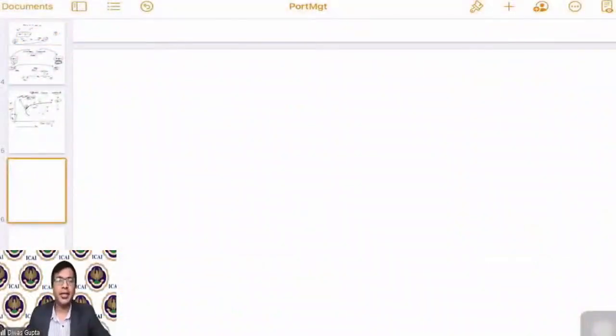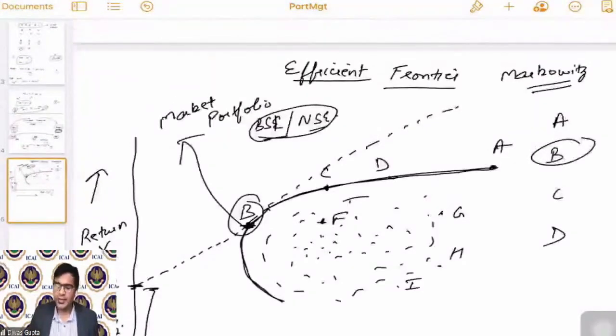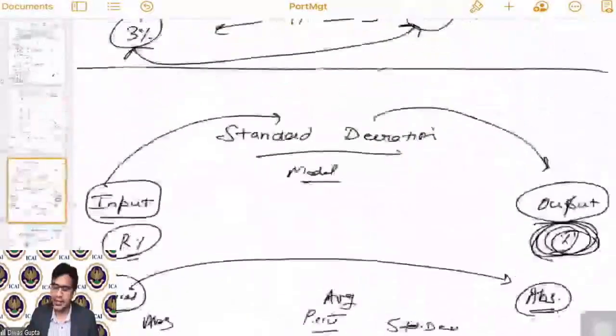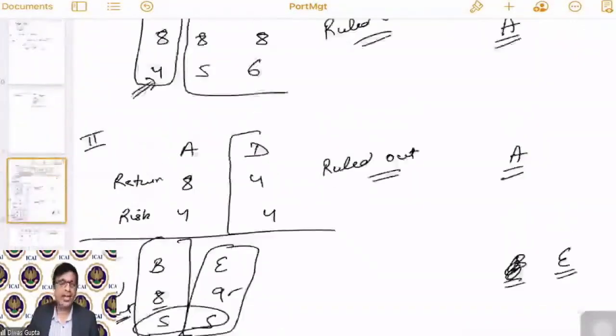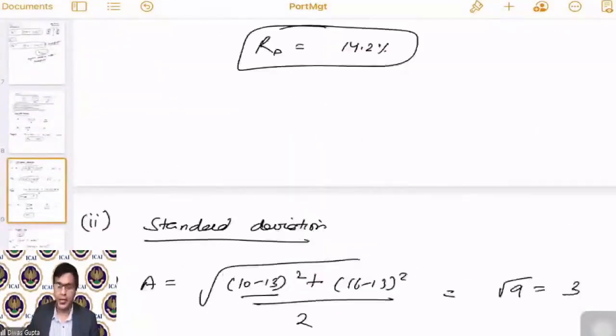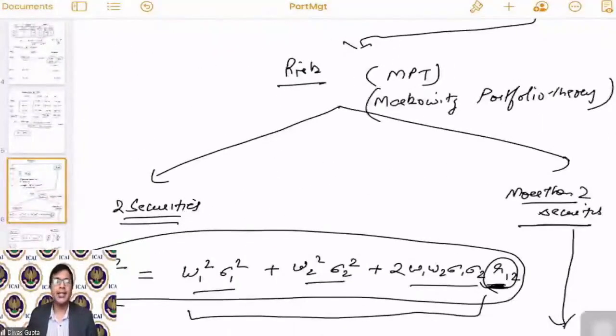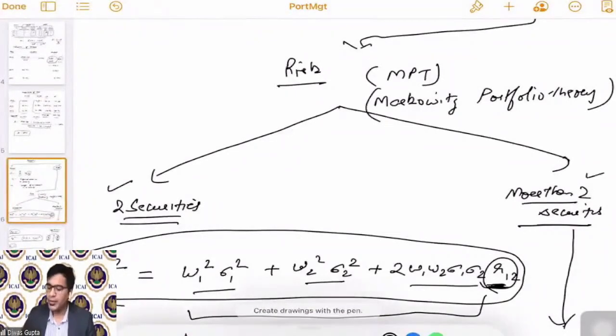So today we will be continuing our discussion on portfolio management. In the last session, we concluded efficient frontier, and just before that, we studied portfolio risk and returns. Portfolio risk we were studying from the point of view of Markowitz portfolio theory, which is MPT. In this, we have covered two securities, and I have said that more than two securities will be covered later. So now let us first start with how to calculate portfolio risk in case of more than two securities.